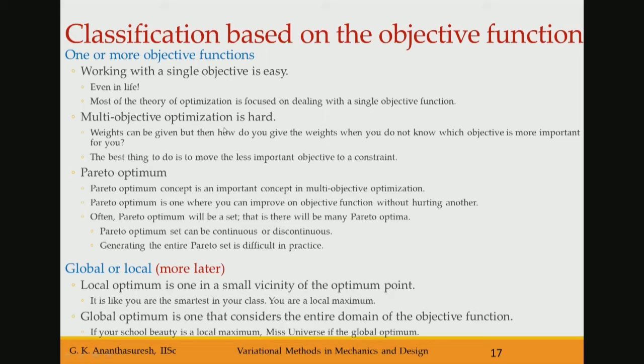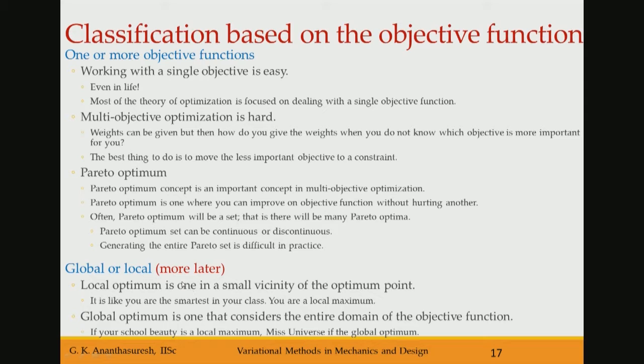Overall, in this course, we will be sticking to only a single objective. We will not deal with multiple objectives, but just know that there is single objective optimization, there is also multi-objective optimization. Okay. The other is whether your optimum is global or local.